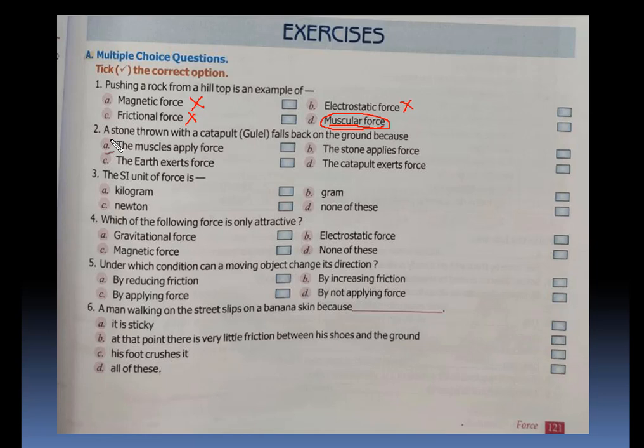Second question: a stone thrown with a catapult falls back on the ground, because if we throw a stone, it always falls on the ground. What is the reason? First option, the muscles apply force. No, the muscles apply force on the stone so that the stone will move in the upward direction, not in the downward direction. Is the stone going to apply force? No. The earth exerts force. Why does it move? Yes, Earth pulls it in the downward direction, which is known as gravity, the gravity of the Earth. So this is the right answer.